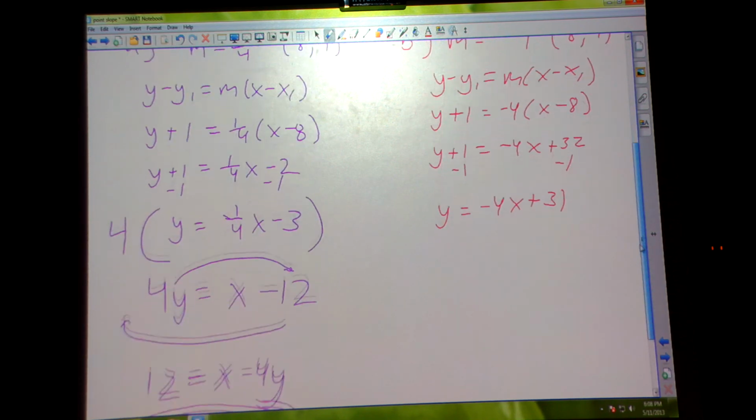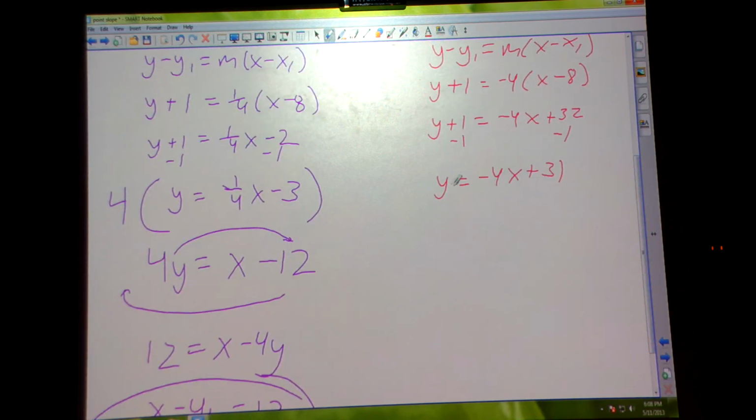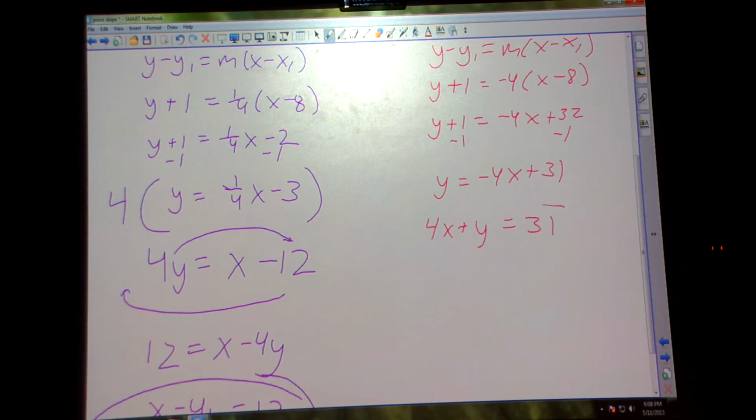Now let's work on putting it in standard form, just for practice. There are no fractions, so I don't need to worry about that. I do need to make x be positive and on the same side as y. So let's take it over. I just have 4x plus y equals 31. So standard form means no fractions, and when the x's and y's are on the same side, x must have a positive coefficient.